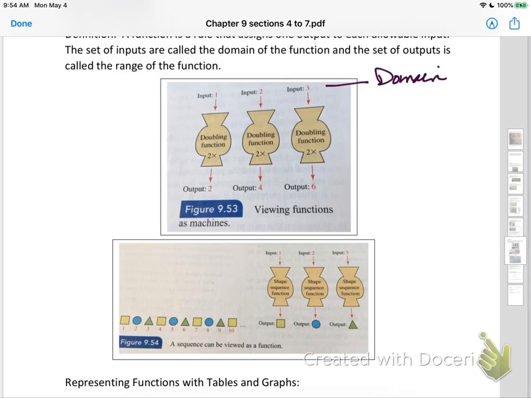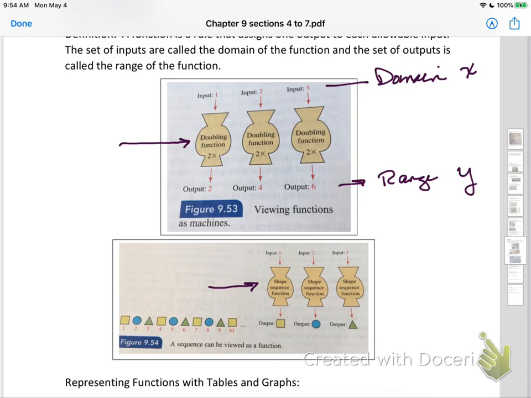You put them in the function machine. This machine doubled every number I put in. And your output is the range. Okay, the domain tends to be your x values and the range your y values. Okay, so this function, this machine, was a doubling function. Okay, this machine is a shape sequence function.